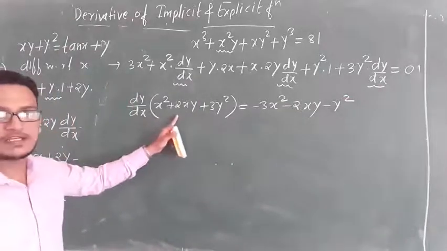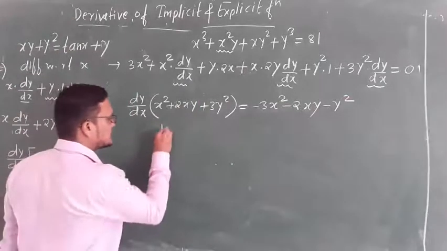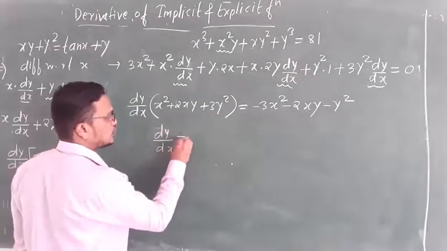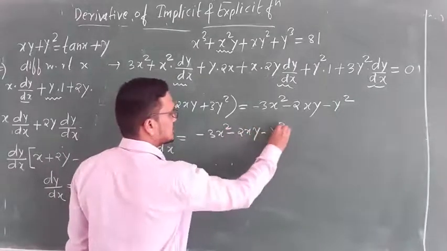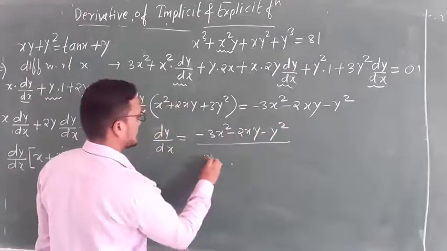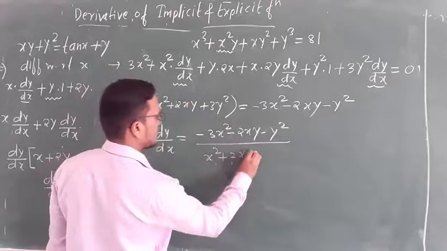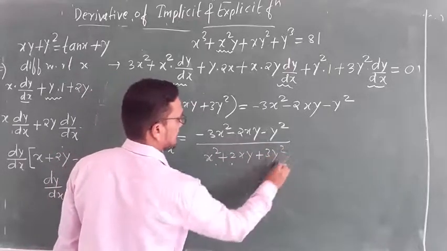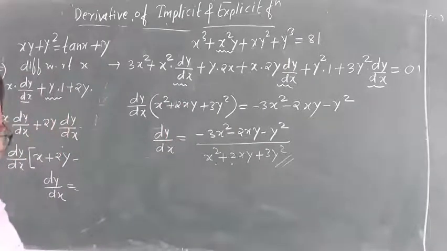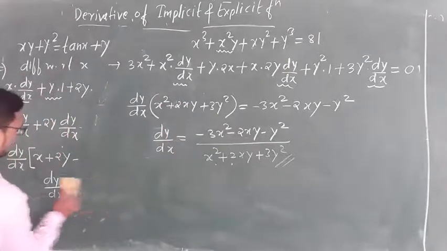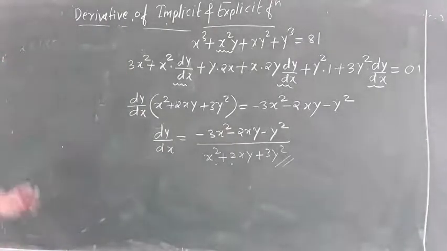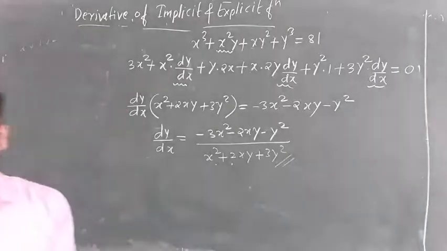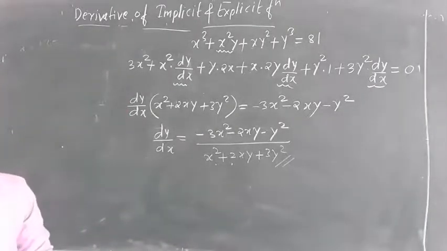Now here this term is multiplying, transfer to the other side, it will divide. So dy by dx is equals to minus 3x square minus 2xy minus y square divided by x square plus 2xy plus 3y square. So this is your answer. I hope that you have understood this example. So these examples are important from the examination point of view for 2 or 3 marks.